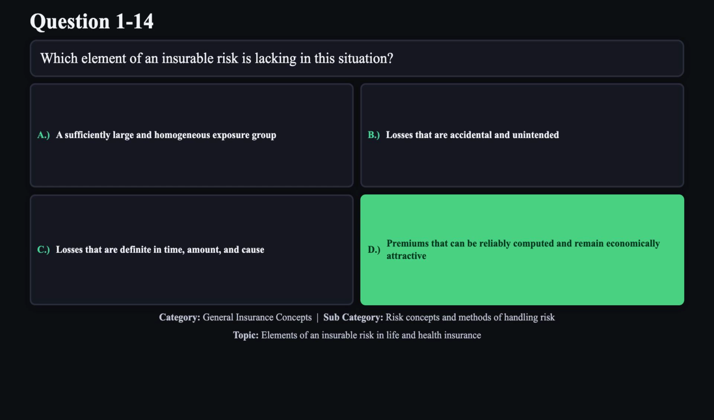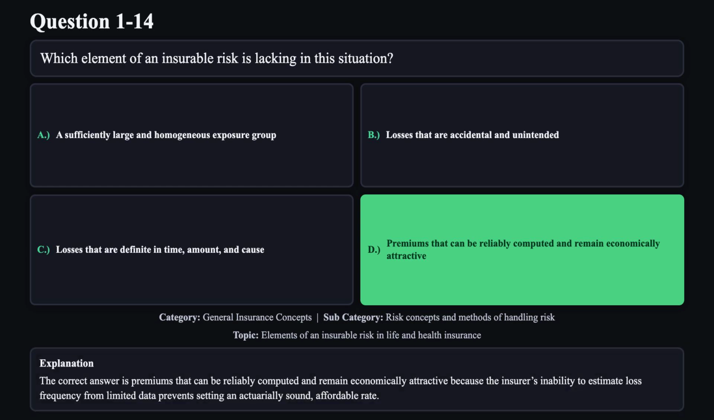The correct answer is D. The correct answer is premiums that can be reliably computed and remain economically attractive because the insurer's inability to estimate loss frequency from limited data prevents setting an actuarially sound, affordable rate.